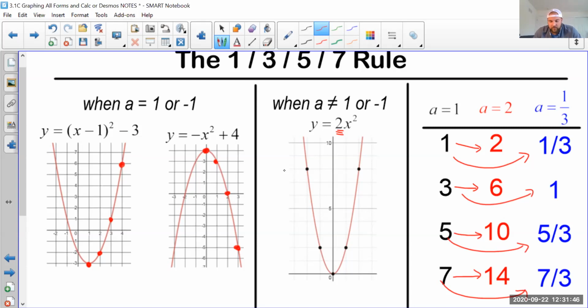And so that's just the easiest way to graph. It's quick, it's easy, it works every time. So once you find the vertex, then you can just use that rule.